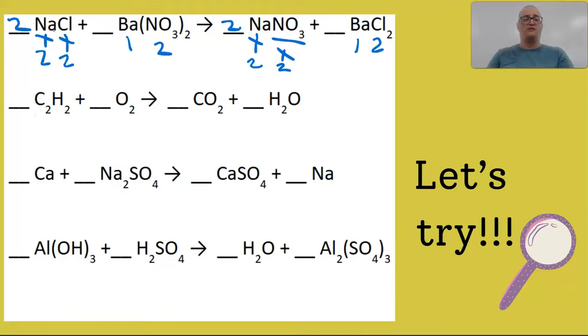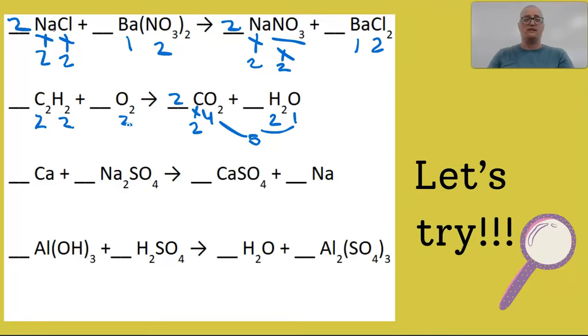Next, I have 2 carbon. Only got 1 carbon here. So I put a 2 in front. That changes it to 2 carbon. Now my carbons are balanced. 2 hydrogen, 2 hydrogen. Okay. 2 oxygen. Now I've got oxygen in only one place on the left side. I have it in 2 places on the right. So 2 times 2 is 4 oxygen in the CO2. And I have 1 in the water. Bringing those together is a total of 5 oxygen. So I go, 5 and 2.